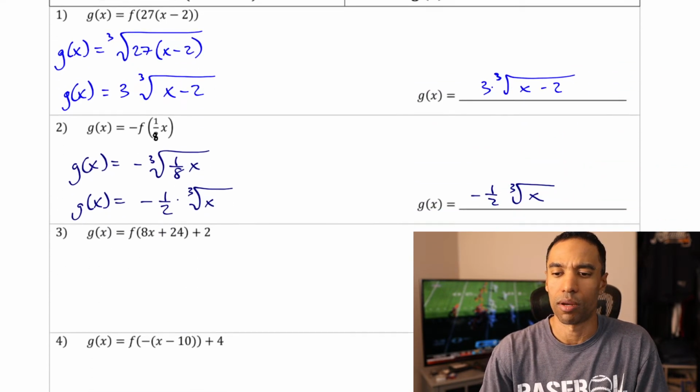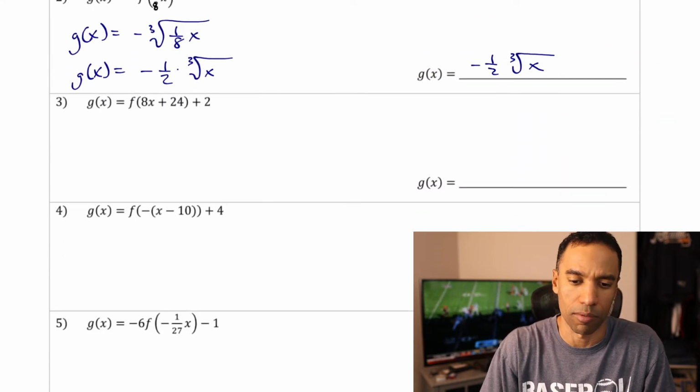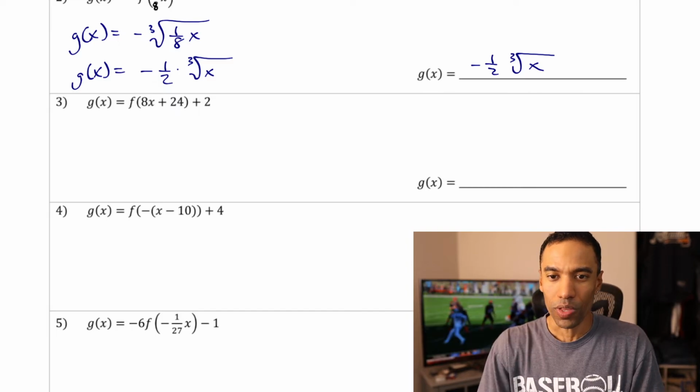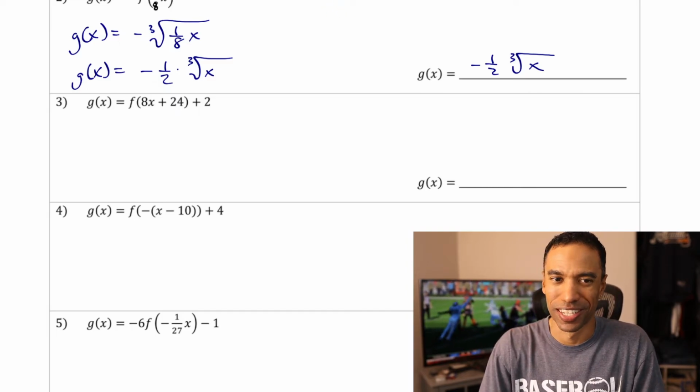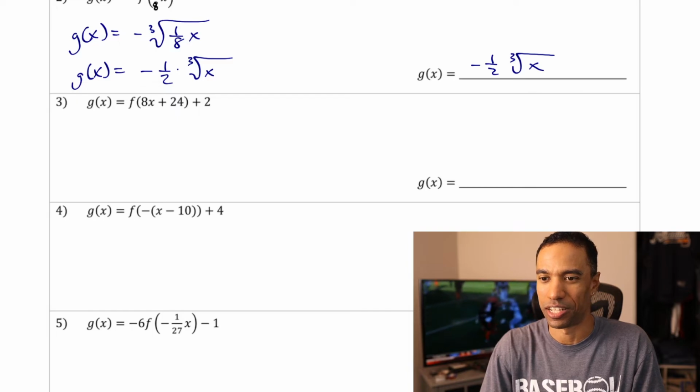All right, let's go to number 3. And actually, hold on. Let me pause. I got a text. Give me a second. Okay, it's one of those political spam texts. That's what they're texting at 9:20 at night.